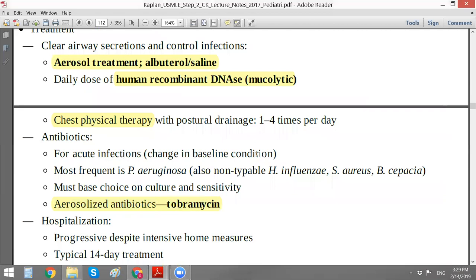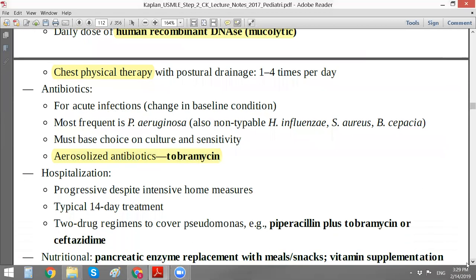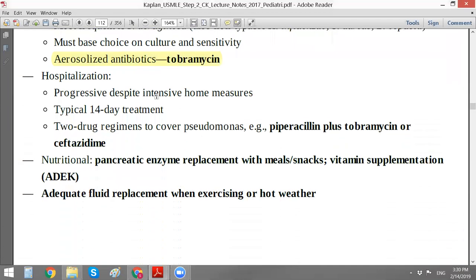For acute infections, a change in baseline condition, then we give antibiotics, and hospitalization if progressive despite intensive home measures. Typical 14-day treatment, 2-drug regimens to cover pseudomonas. Example: piperacillin plus tobramycin. Tobramycin we were already giving aerosolized; now we are giving piperacillin plus tobramycin or ceftazidime. Nutrition: pancreatic enzyme replacement with meals and snacks, vitamin supplementation, adequate fluid replacement when exercising or in hot weather.